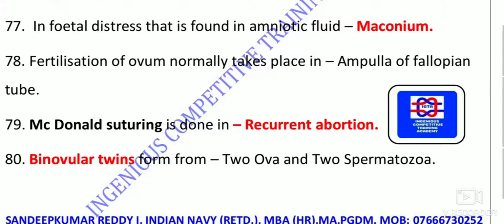McDonald suturing is done in recurrent abortion. We know that during recurrent abortion, McDonald's suturing will be done. Next we have binovular twins, which form from 2 ova and 2 spermatozoa. So remember, binovular twins are formed from 2 ova and 2 spermatozoa.